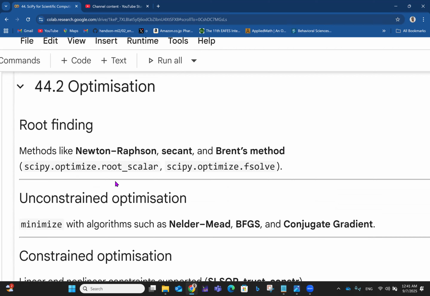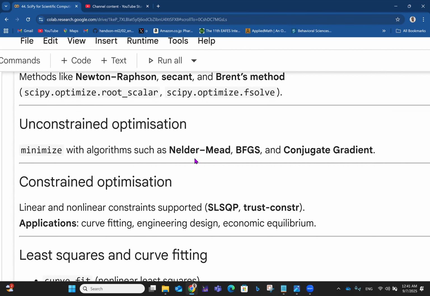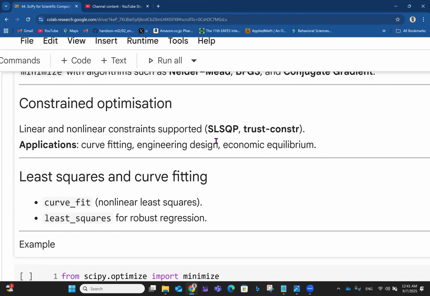So what we need in that case is scipy.optimize.root_scalar or scipy.optimize.fsolve for finding the zeros of a function. Then you have unconstrained optimization. So you can minimize with algorithms such as Nelder-Mead, BFGS, and conjugate gradient. Then you have constrained optimization, so linear and nonlinear constraints are supported.